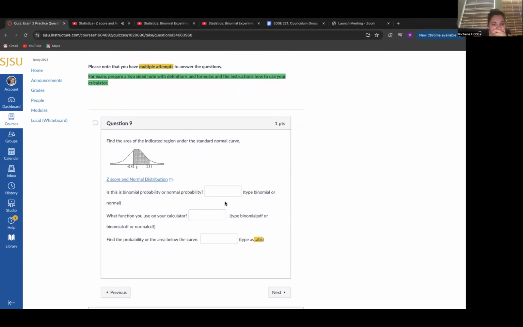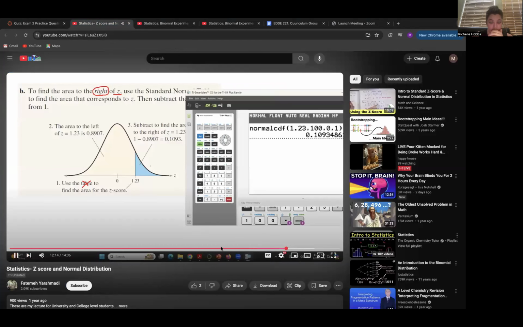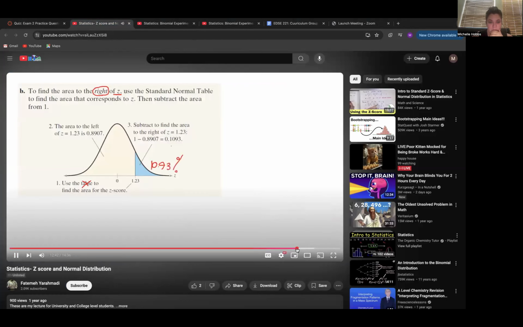Go to paste, hit enter, and you get 0.1093. What's the meaning of that? It means that this area is 10.93%.